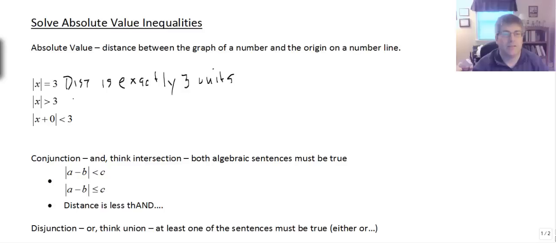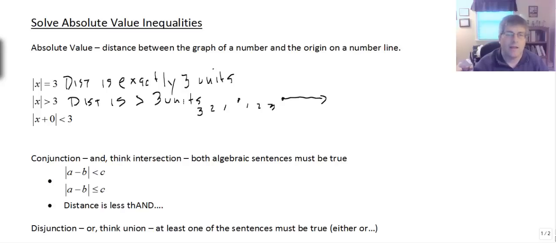In the second example, the absolute value of x is greater than 3. That means the distance is greater than 3 units away. So we're going to have some particular origin, and we're going to go 1, 2, 3 units, and all the distances that are more than 3 to the right, and 1, 2, 3 units to the left, and head off to the left.